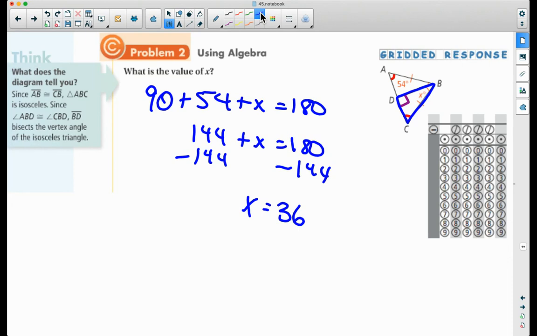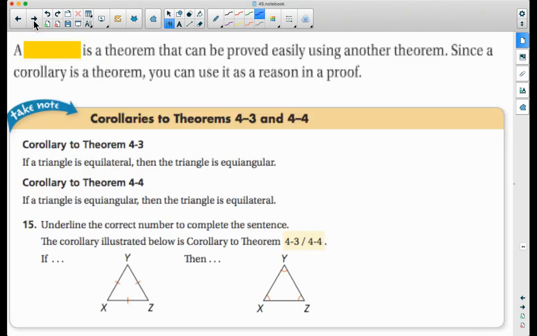All right. So a little bubble practice here. 36 is how that works there. Okay. All right.